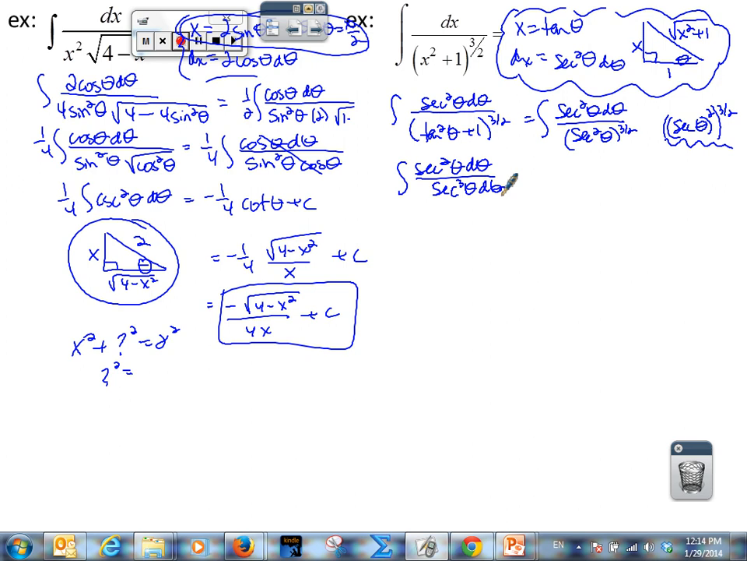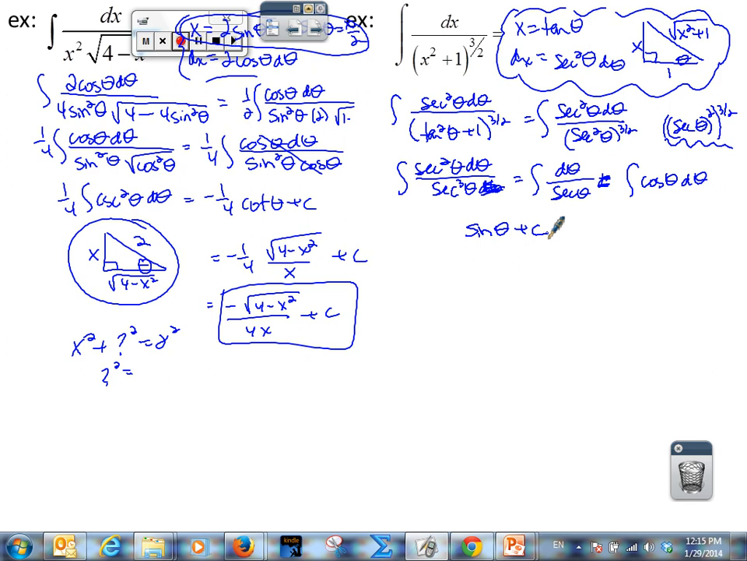Okay? So we simplify that. We have secant squared on top and secant cubed on the bottom, so that leaves us d theta over secant theta. Which we can't integrate as 1 over secant, but what can we change that to? Cosine. We can change this to the integral of cosine theta d theta, and we know how to do that. The integral of cosine is sine, so sine theta plus c.